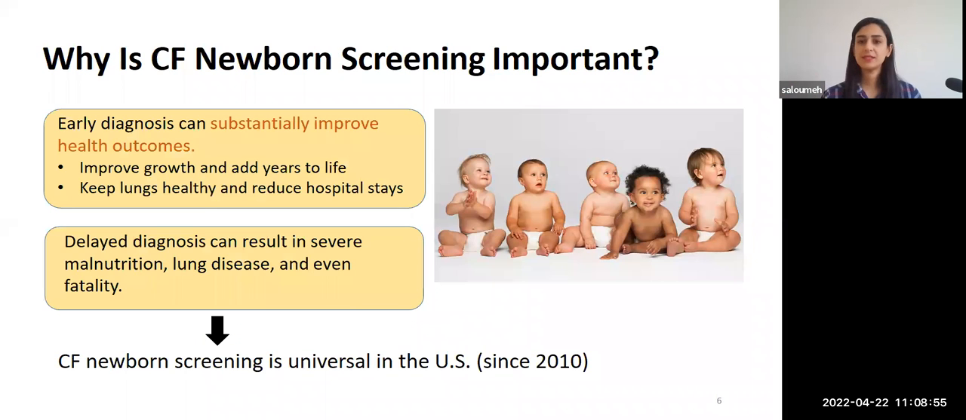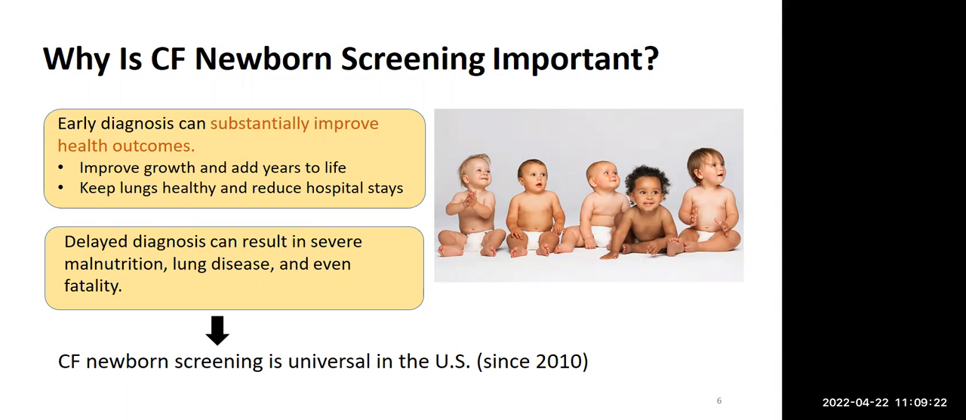So why is it so important to screen for cystic fibrosis during newborn stages? Because early diagnosis of CF can substantially improve health outcomes. It can improve growth, add years to the life expectancy of newborns, keep lungs healthy and reduce hospitalization costs. On the other hand, a delayed diagnosis can result in severe malnutrition, lung disease, and even death. That's why CF newborn screening has been universal in the US since 2010.